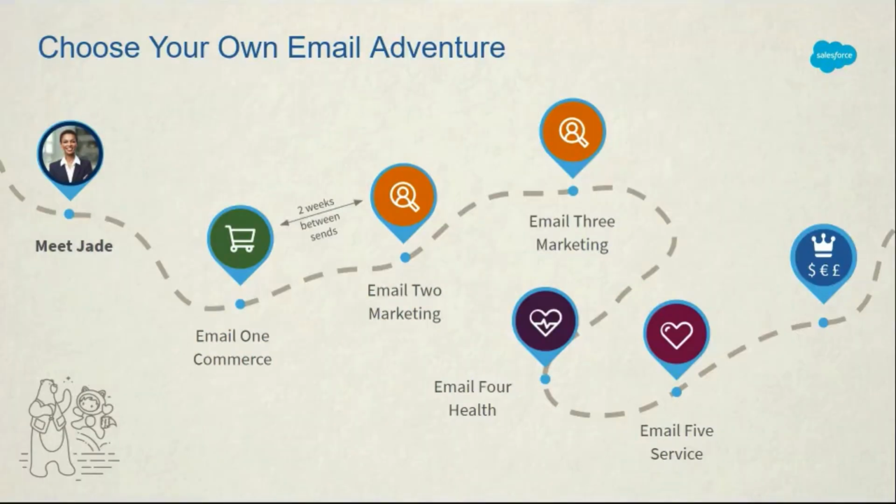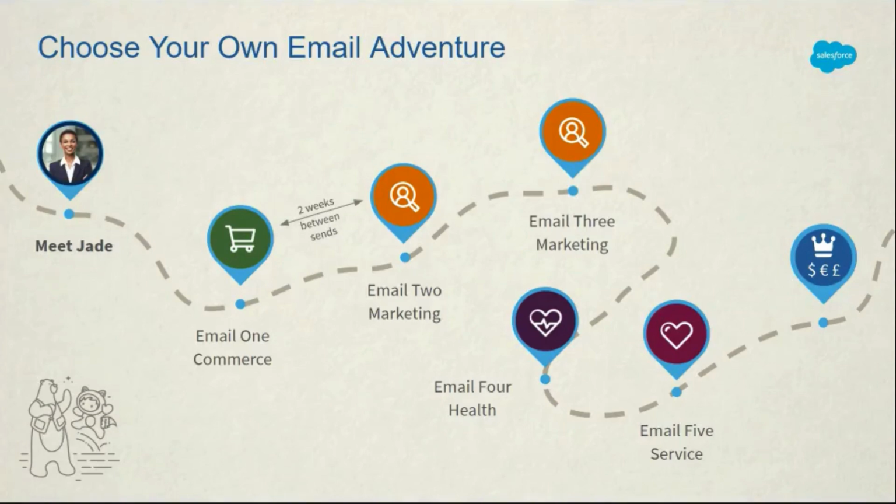So what we wanted to do is really approach this differently and flip the model on its head and put the content choice really in the hands of the user. So in this particular case, Jade's our customer, and she might have filled out a web form to get Commerce Cloud, which is that email one. So in the next email, we give her commerce material.